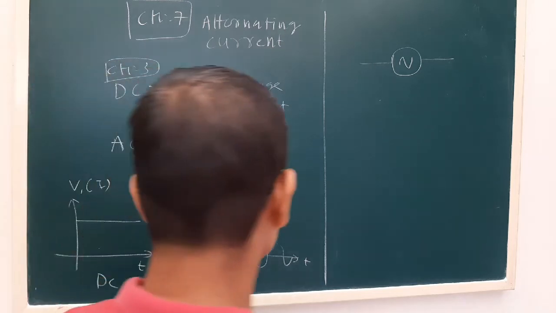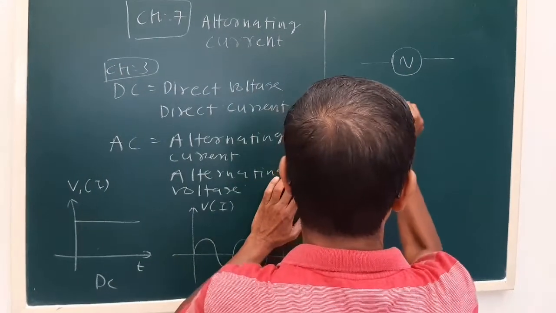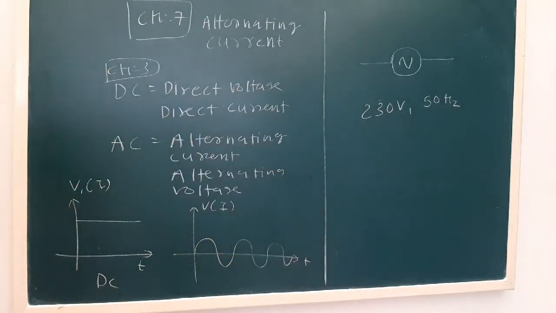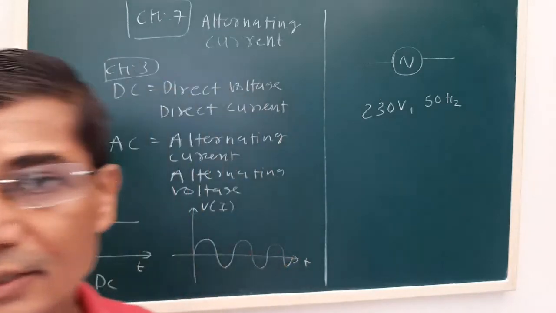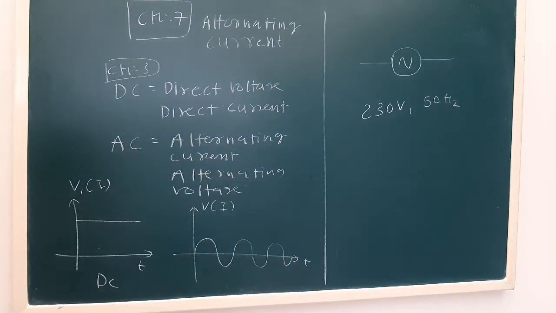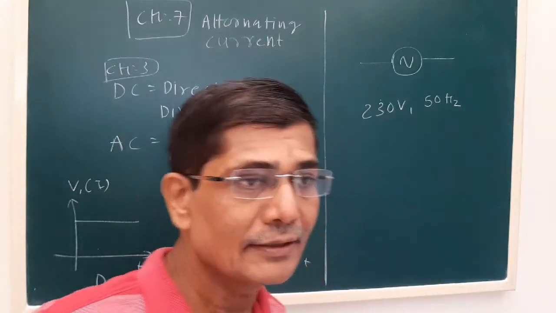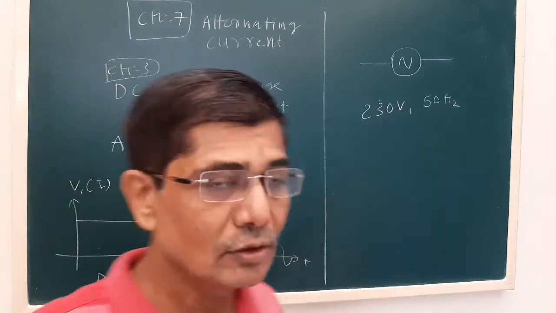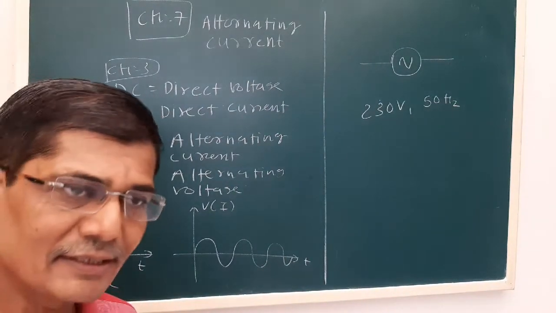So AC has some frequency. Suppose in India, the voltage is 230 volt and the frequency is 50 hertz. It is a standard for our whole country. Wherever you go, the frequency remains the same. Because of this constant value, it can be easily distributed.